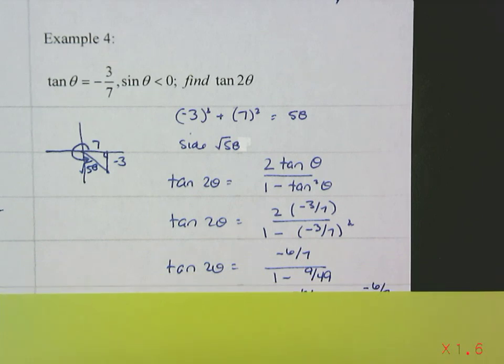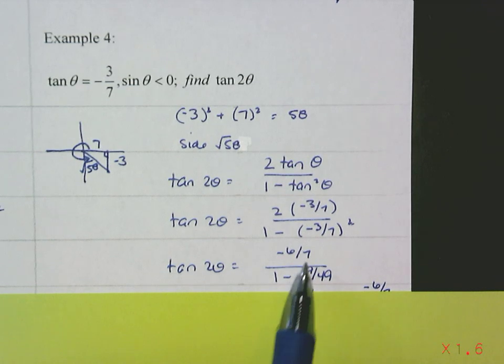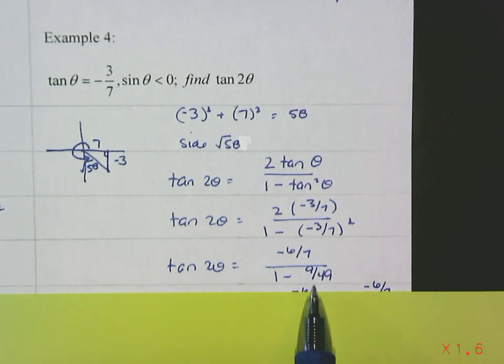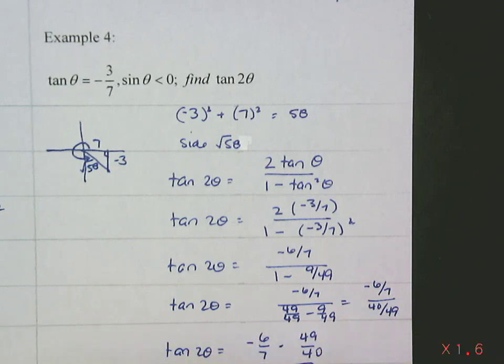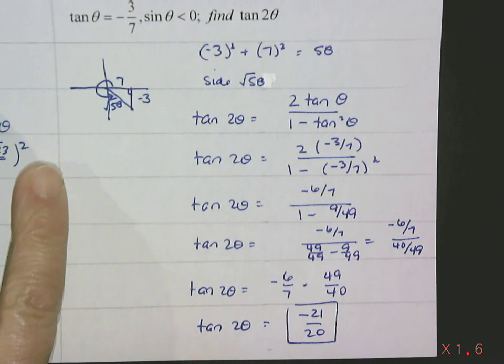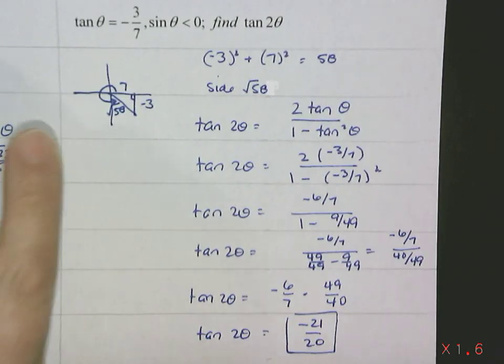Now I just be careful with the math. 2 multiplied by -3 is -6/7. -3/7, when I square that, becomes a positive 9/49. When I get a common denominator in the denominator of this problem, 49/49. So when I subtract 9 from 49, I get 40/49. So -6/7 divided by 40/49. When you divide by a fraction, you multiply by the reciprocal. So I flipped 40/49, made it 49/40, and I multiplied and reduced my fraction. I get -21/20. And then I would check that with my calculator.